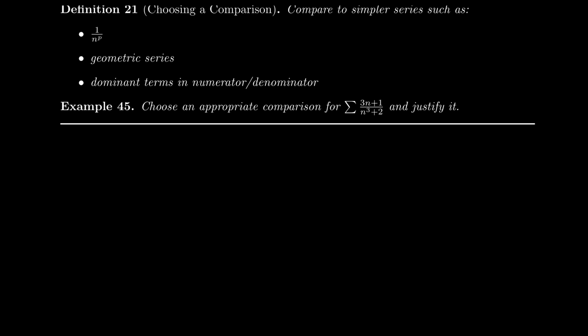Try to compare them to simpler terms. Compare them to 1 over n to the p. That is a p-series. Compare them to the geometric series that we've already studied. And then compare them to the dominant terms in the numerator and denominator. The dominant terms of this guy are 3n plus 1 over n cubed plus 1. The biggest degree term is 3n to the 1 in the top, n cubed in the bottom, right? So this goes to 3 over n squared.